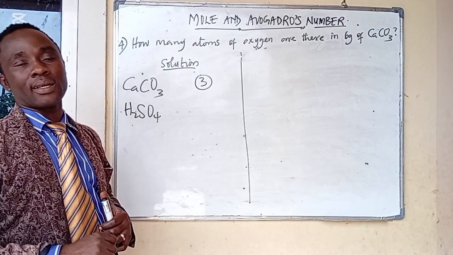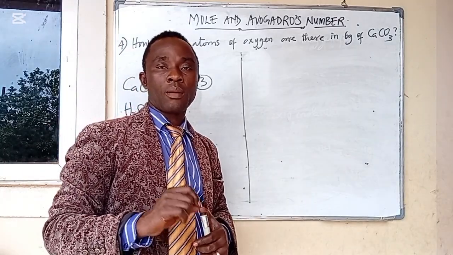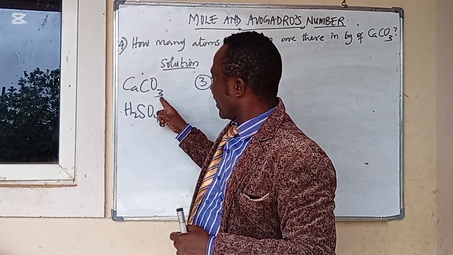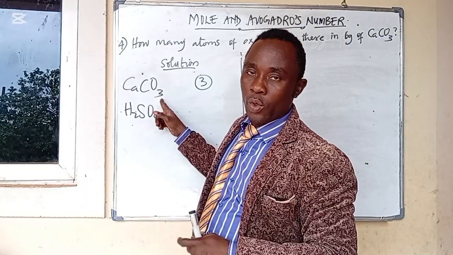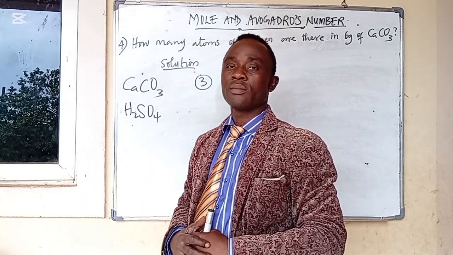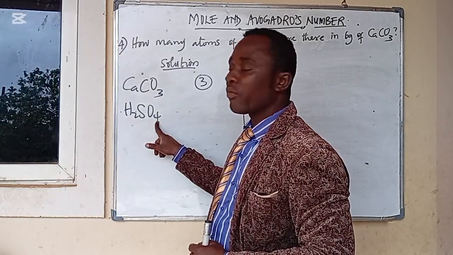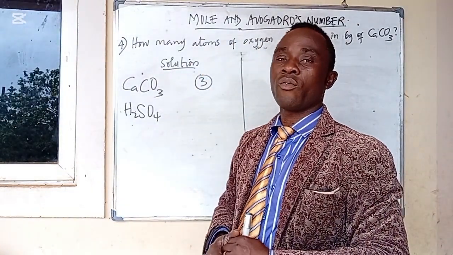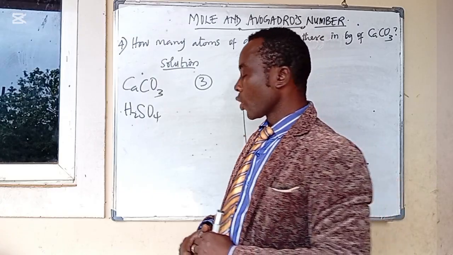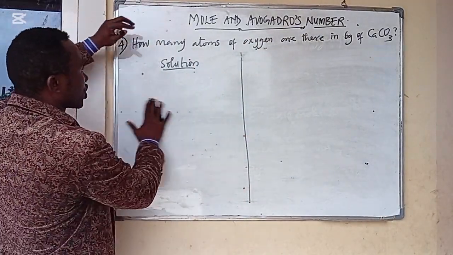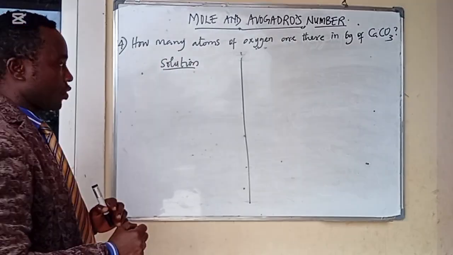Correct it in this class now, because it is wrong. This is not 3 atoms of oxygen. Call it 3 moles of atoms of oxygen. This is not 4 atoms of oxygen, but 4 moles of atoms of oxygen. So if you get that well, calculating this question will be simpler for you.